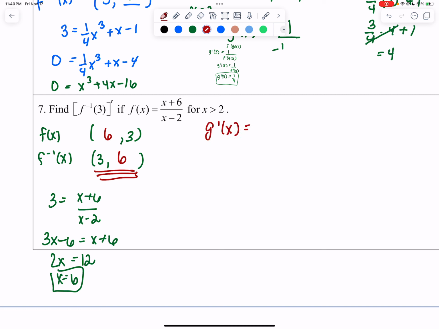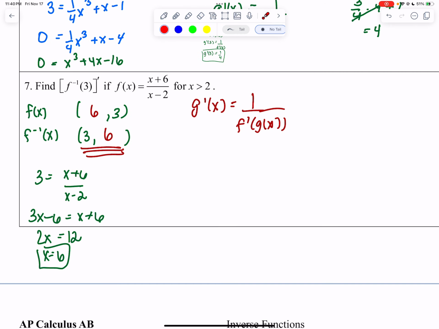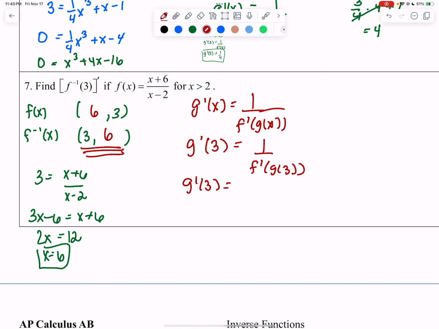g prime of x is equal to 1 over f prime of g of x. We're going to figure out what g of x is. In this case, it's 6. So now I have g prime. Oh, wait, let me actually put this in first. g of 3 is going to give us 6. So now I have g prime of 3 is equal to 1 over f prime of 6.